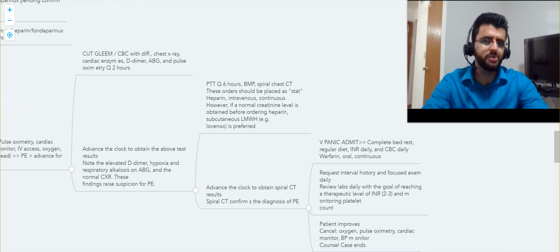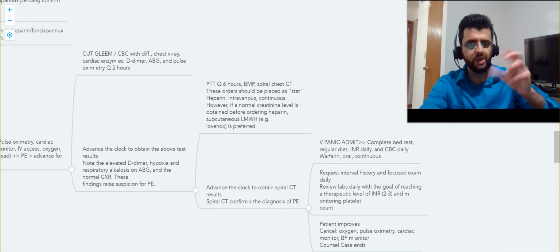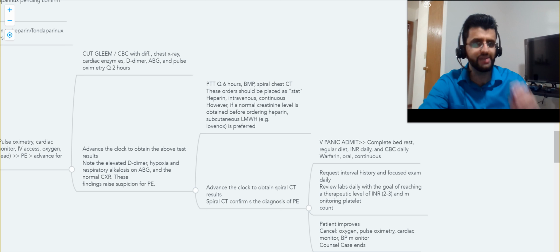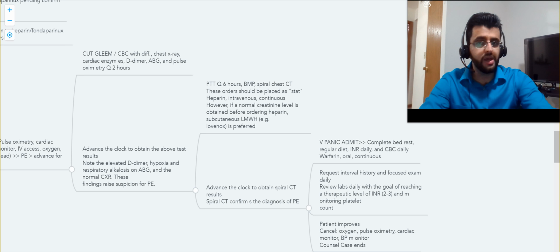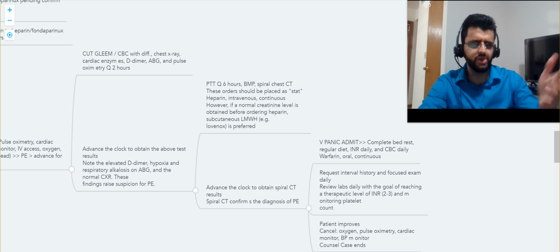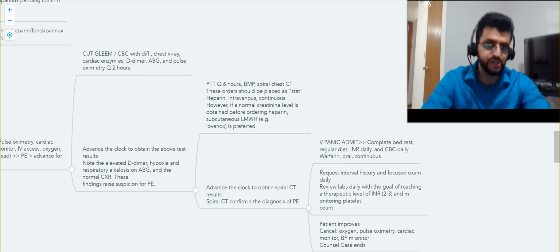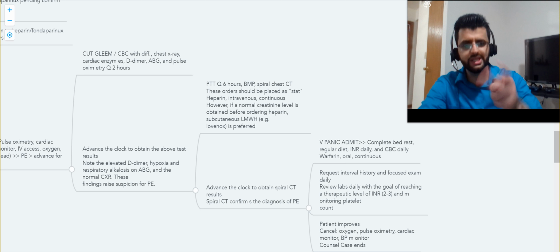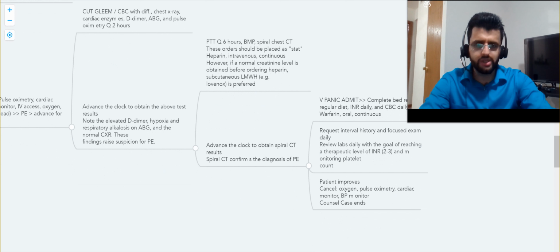Before you start the anticoagulation, you want to do a PTT and you time it every 6 hours. You want to do a CMP and you want to do a spiral chest CT. You put that, and with that you put the heparin, IV and continuous. But only if you think that there is a renal failure. If there is no renal failure, you can start low molecular weight heparin, if there's a normal creatinine level. It depends on whether you get the renal function quickly.